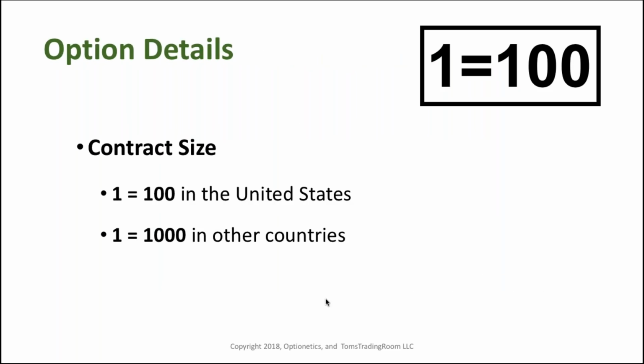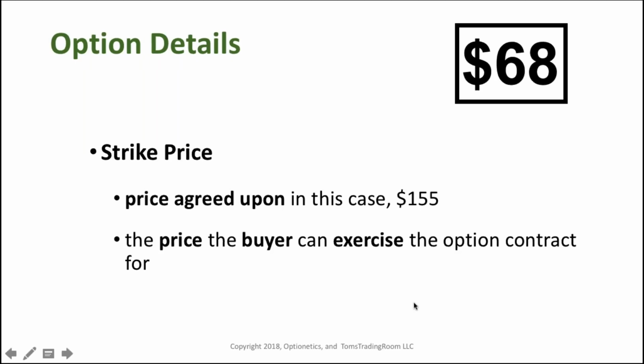So contract size, 1 equals 100. That means one contract is good for 100 shares of stock, right? That's in the United States. There are a few countries that have 1 equals 1,000, but that's kind of changing. The reason why they had 1 equals 1,000 is because their stock prices were so cheap. They needed to have some sort of leverage to make people think, okay, maybe it's worth buying an option. But very few countries offer 1 equals 1,000. So 1 equals 100 is almost the standard.